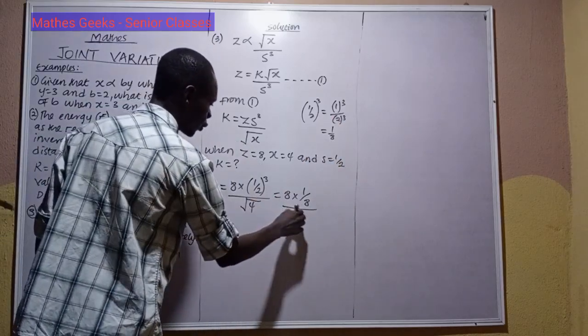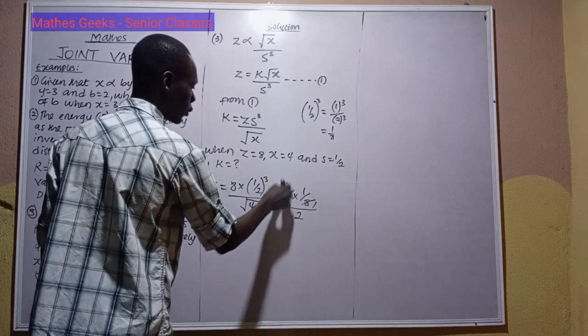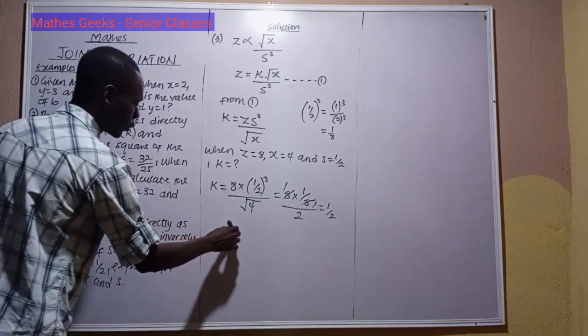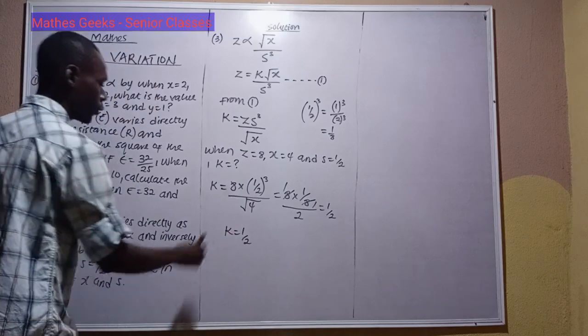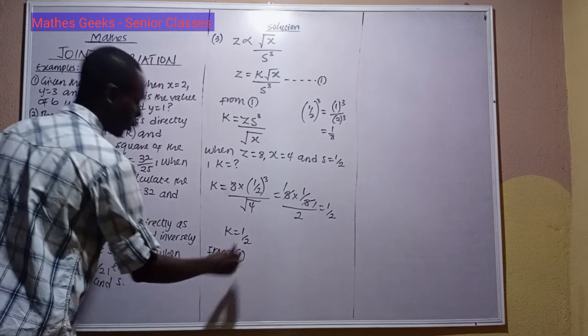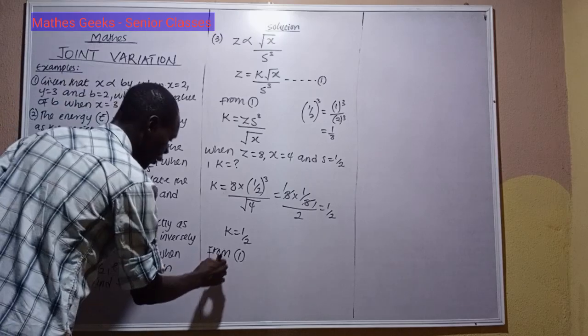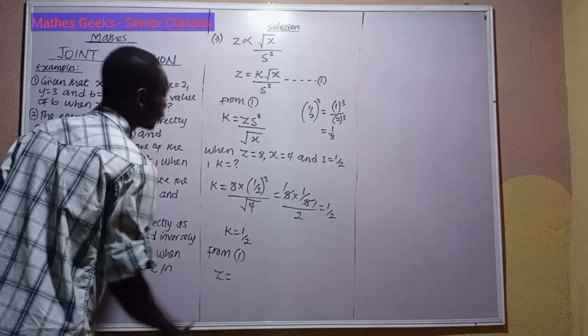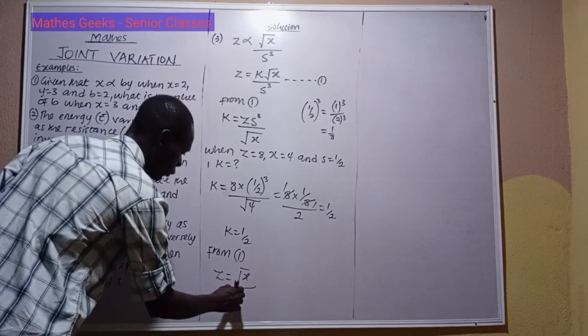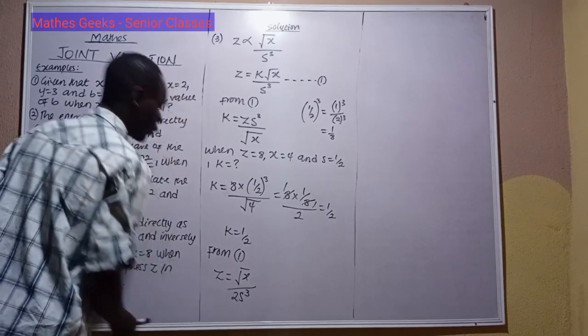The square root of 4 is 2. 8 here 1, 8 here 1 times 1 over 2. So q is equal to 1 over 2. From equation 1, z is equal to root x over 2 s raised to the power 3.